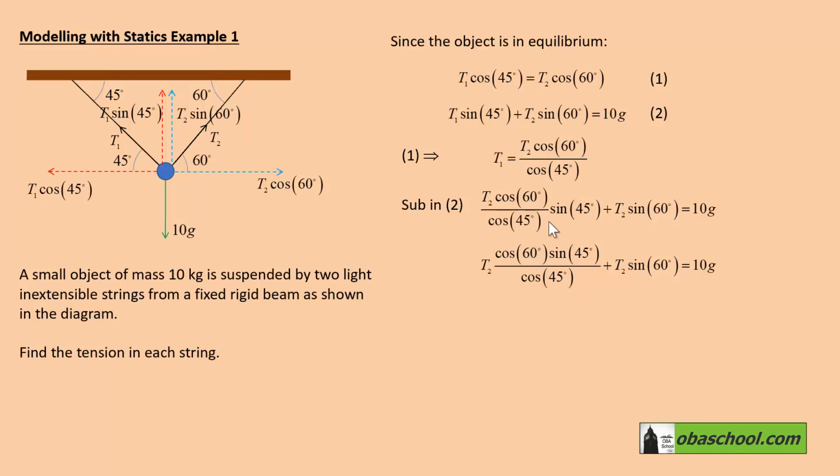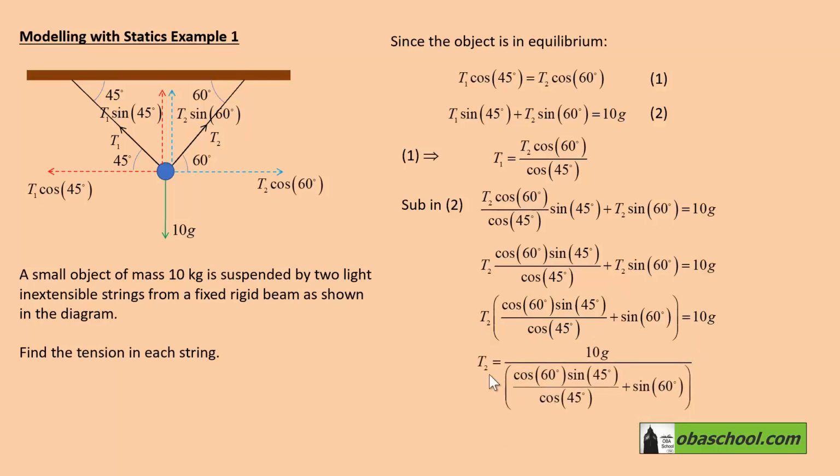But before doing that, what I've done is I've just brought the sine 45 onto the top of the fraction, because remember we're multiplying by that. So cos 60 sine 45 over cos 45 makes it clearer what this term actually is. So I did that as a prelude to factoring out the T2, open a bracket, and then we've got the cos 60 sine 45 over cos 45 add sine 60 equals 10g. And so T2 is going to be 10g divided by the whole of this bracket.